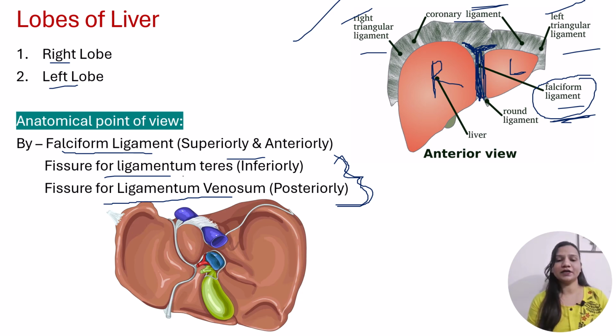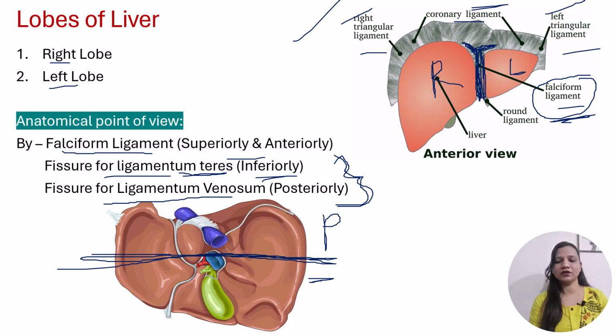The first one is the ligamentum teres, which is present inferiorly. This is the area which covers two surfaces of the liver, the posterior and inferior. So, we will divide this area. By this division we get the posterior surface of the liver and the inferior surface of the liver. This is the posterior surface and this is the inferior surface. And in the posterior surface, you are appreciating here one ligament.